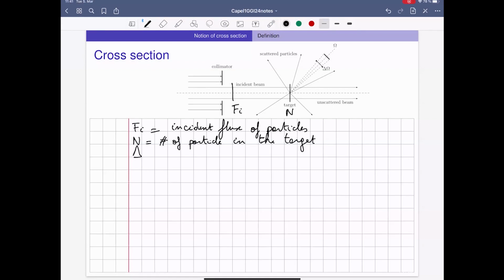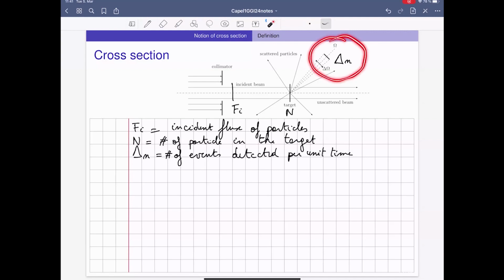And then delta n, what I will call delta n, is the number of events detected per unit time. So it's the number of events that you will measure in your detector. So very naturally, we can understand that the number of events that you will measure is actually proportional to the incoming flux.